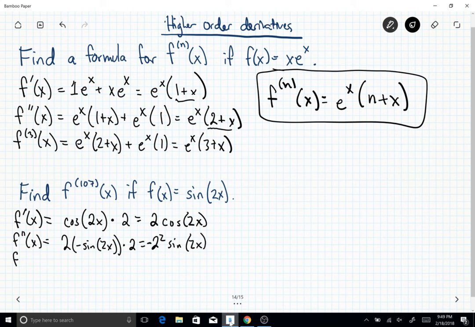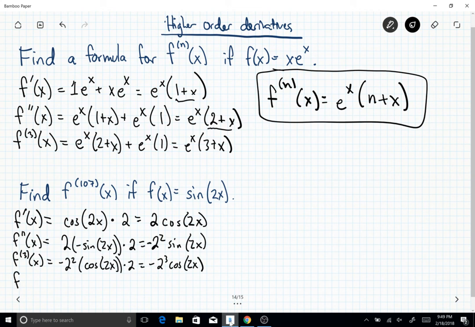Let's see the third derivative. Okay, so now we got to take the derivative of this. So we get negative 2 squared. And then what's the derivative of sine? Well, it's cosine. So you get cosine of 2x, and then times that 2 again. So notice this is negative 2 cubed, cosine of 2x.